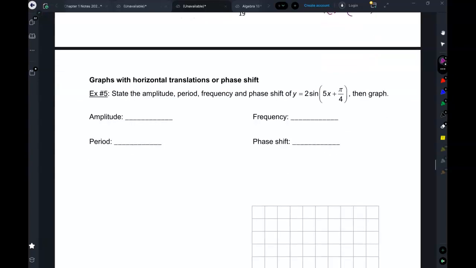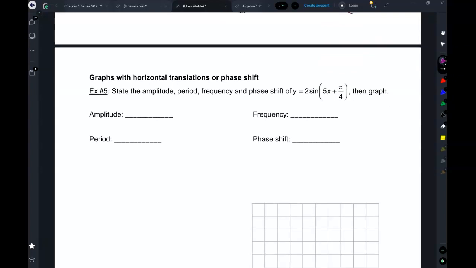So if I have a function like this, look at how beautiful that function is. y equals 2 sine of (5x plus pi over 4). What's the amplitude there? 2. What's the period? 2 pi over what number? What's b? 5. That's b. So that's 2 pi over 5. You don't ever have to write 2 pi over b, just write 2 pi over 5. What's the frequency then? 5 over 2 pi, just flip it. It's the reciprocal.